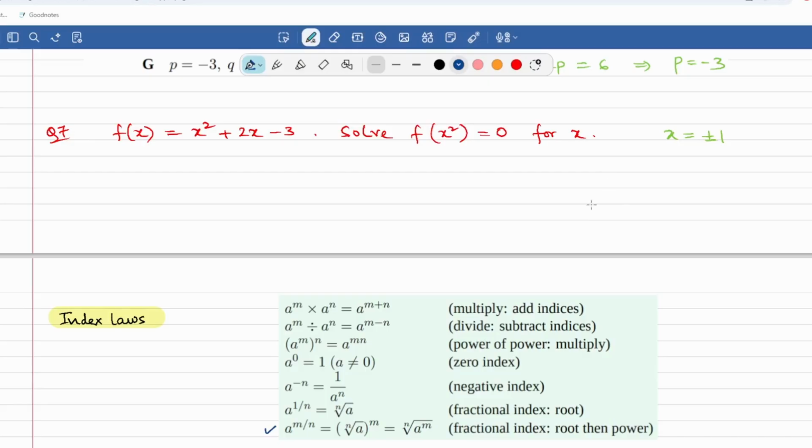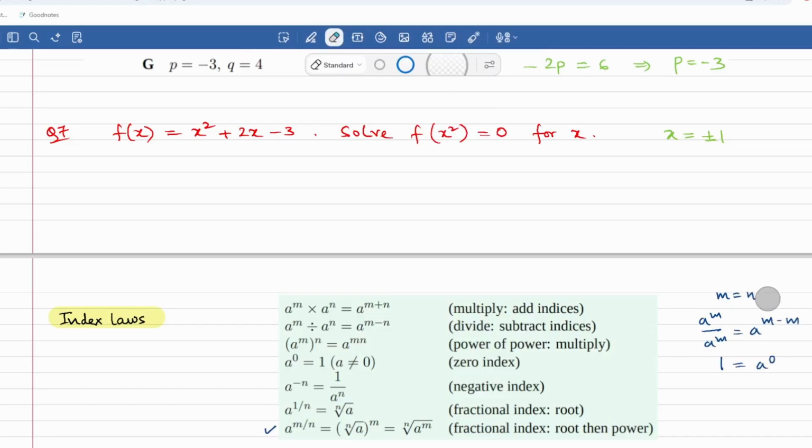I hope all of you have got the proof. This is done using the division rule here. If you divide a to the power m by a to the power n, you are supposed to get a to the power m minus n. Why not check m is equal to n? If you take m is equal to n, you will obtain a to the power m divided by a to the power m is equal to a to the power m minus m. So on the left hand side you get 1, on the right hand side you get a to the power 0.